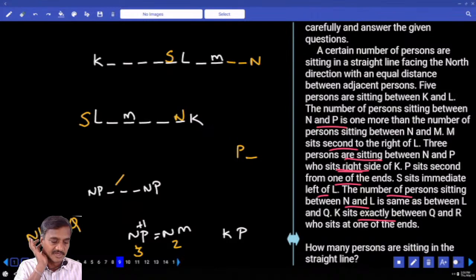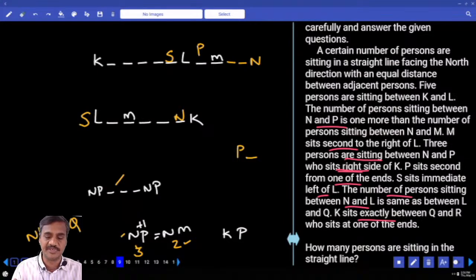Hence in this case, N and M, there are exactly 2 people. N and P, there must be exactly 3 people. Now M is at this place. Between N and P, how many people are there? 3 people, 1, 2, 3. And P is to the right hand side of K, P can be here. Are you getting this one or not?